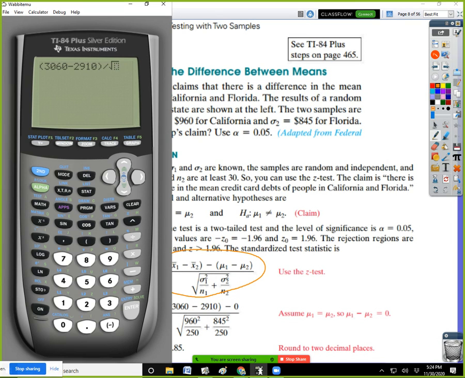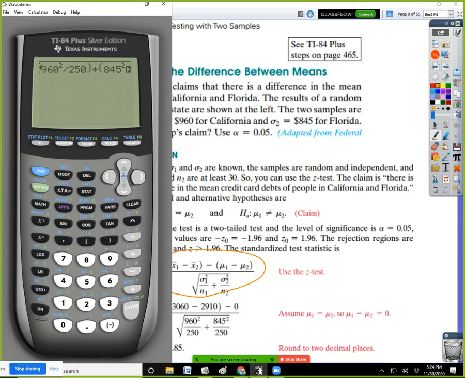So I've got parenthesis 960 squared divided by 250. I'm doing it this way so you can see what we have. We don't actually need the parentheses, but I want you to see where I'm getting all my numbers. 845. Oops, I forgot to put the parentheses in there. So if I second insert a parenthesis, now it's in there.